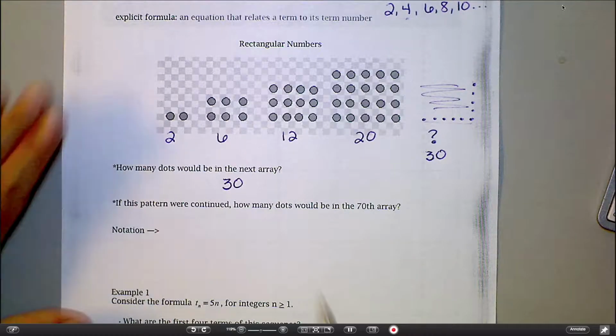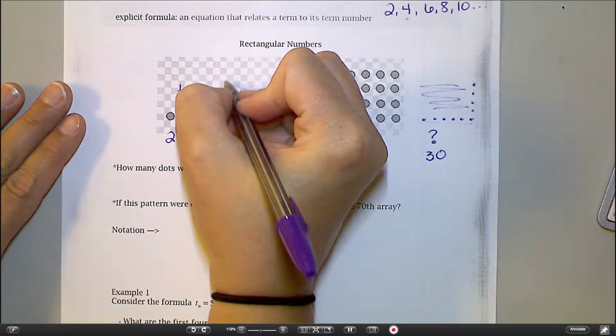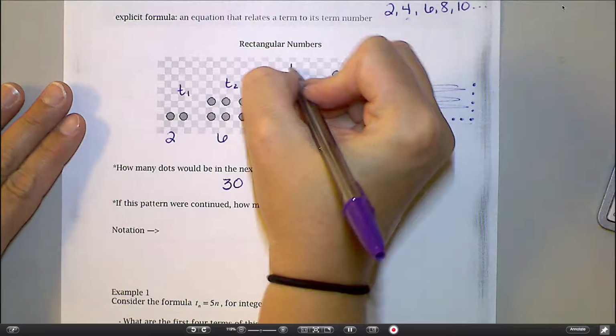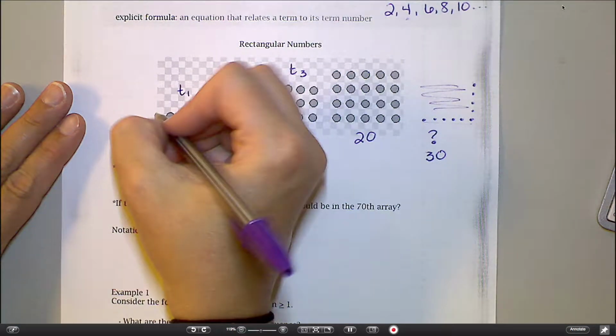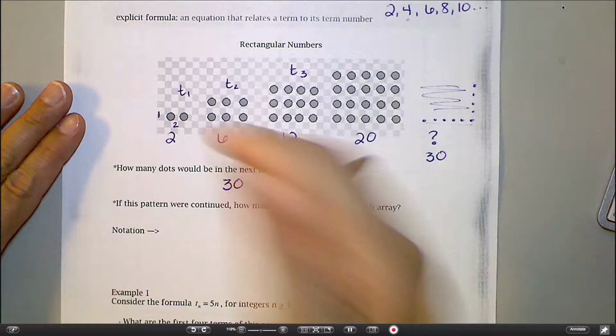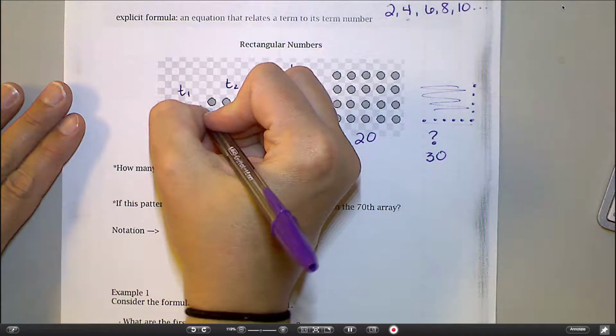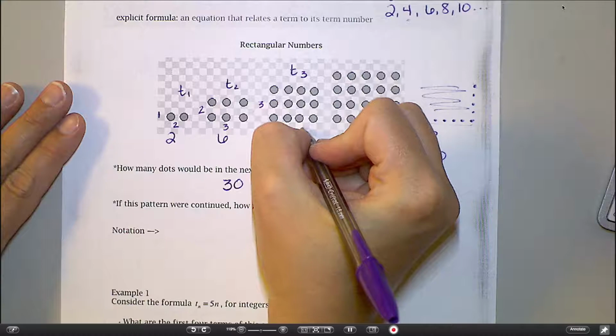The way I would go about this is I would say, okay, this is term 1, this is term 2, this is term 3, and so on. Okay, so term 1 had 1 dot by 2 dots. Term 2 was 2 by 3. Term 3 was 3 by 4.